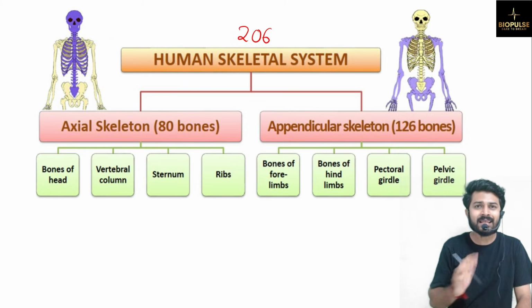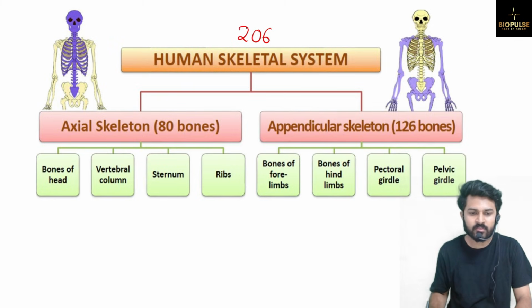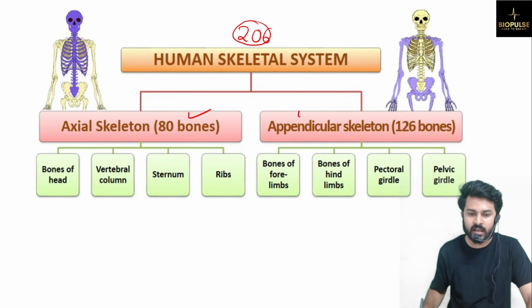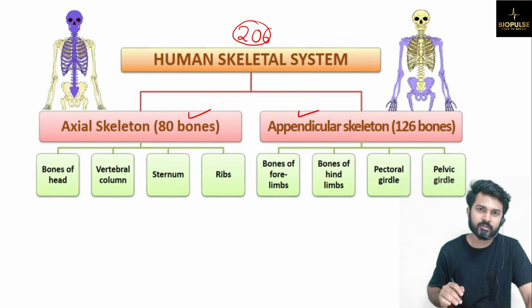Fine. Axial skeleton, out of 206 bones, will have how many bones? 80 bones. And our appendicular skeleton will have 126 bones. No need to have any fear.